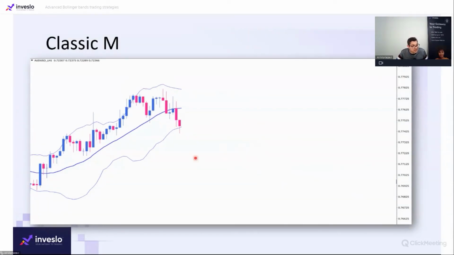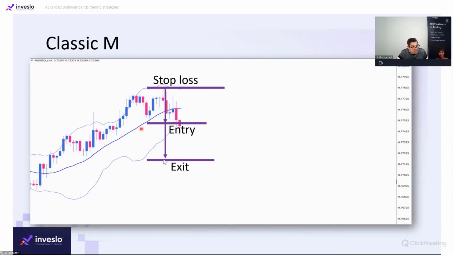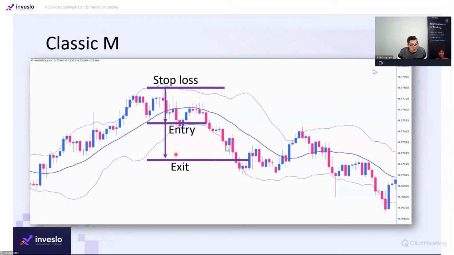To trade the classic M pattern, you can find the entry point after you see a decisive close below the previous market bottom, and then you can put your stop loss just above the previous top, and then you can determine your exit point. It depends on your risk management rules, but here I simply use a 1-to-1 risk reward ratio, and then you can close your trade as soon as price hits your exit level or take profit level.